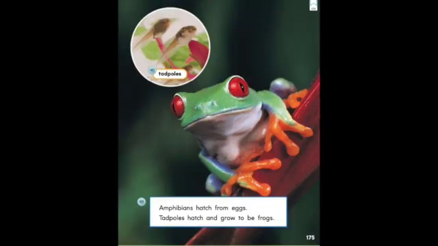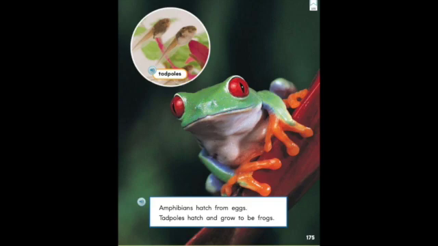Amphibians hatch from eggs. Tadpoles hatch and grow to be frogs. All right, so we wondered if amphibians might come from eggs, and they do. So the question here for you is this: how are amphibians like reptiles? Well, we just named one. They both hatch from, that's right, eggs.